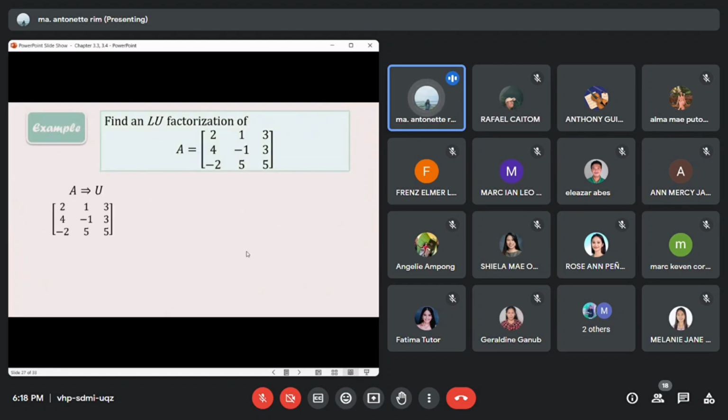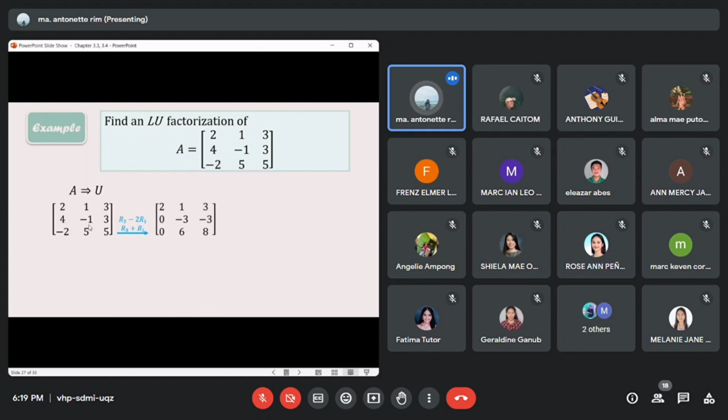To transform A to U, we should perform row operations. We go back to row operations, performing different row operations. The goal is to make the 4, negative 2, and 5 become 0. So we subtract: row 2 minus 2 times row 1, and row 3 plus row 1, so that they become 0. Let's see the form first.